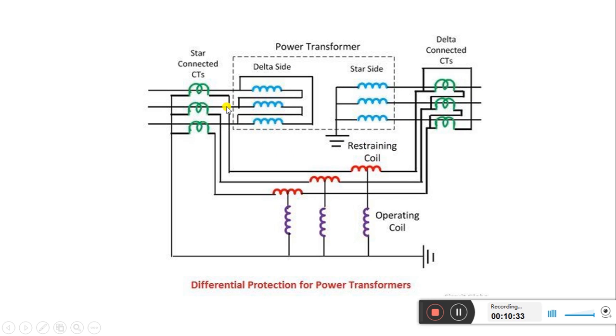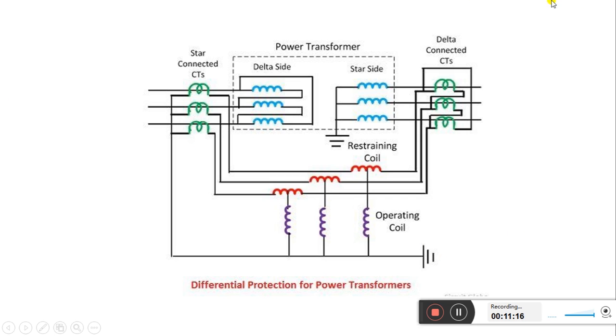After that, these ends of the CTs are connected together with the restraining coils in all three phases. The other end, on the star connected side, comes here through this restraining coil, and through this end of the connection we have connected the operating coil. So these three operating coils are connected through the tap of the restraining coils, and finally this point is earthed. So what is the main thing in this transformer protection circuit?